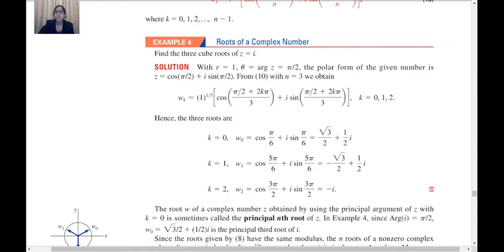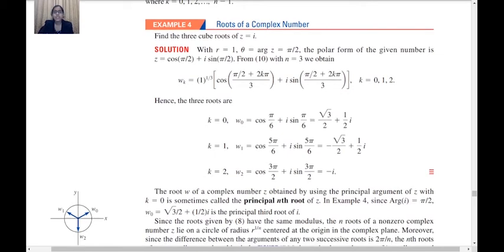So once we know the polar form, we can apply the equation that we have determined just now. For n is equal to 3, what will happen? wk will be nothing but r is 1, so 1 raised to 1 by 3 into cos of (pi by 2 plus 2k pi) by 3, n is 3, plus i sin of (pi by 2 plus 2k pi) by 3, where k varies from 0, 1 and 2. n is 3, so n minus 1 is 2. Okay, so we'll get 3 cube roots of z equal to i.